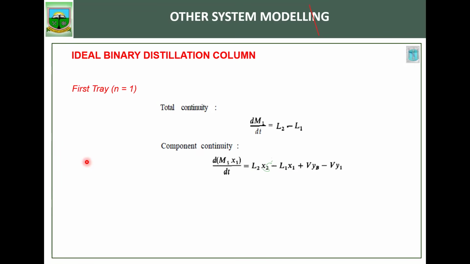The equation for the first tray will also be very simple. It's going to be the mass on the tray, that's the total continuity. The mass on the tray is equal to what? The liquid that is coming on from the first tray to this, minus the liquid that is leaving the whole system to the reboiler. Okay, so with that, find the percentage of the lighter component.